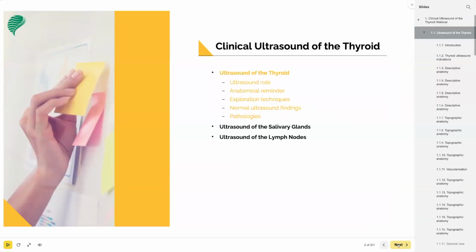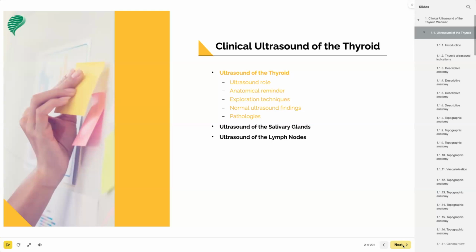So today we are going to discuss clinical ultrasound of the thyroid. We are going to discuss the role of ultrasound in terms of evaluating the thyroid, the anatomical reminders, how to locate the thyroid, how to find landmarks that will help you also to locate the thyroid, normal ultrasound findings, and pathologies. We will also dive into ultrasound of the salivary glands and the lymph nodes.